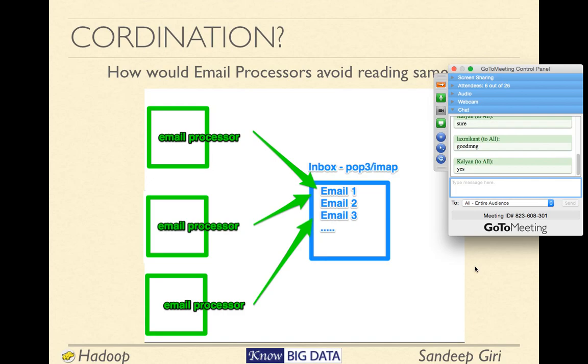Hey Lakshmi, hey Lakshmikant, good morning. And the question here is that you have an inbox which is being processed by multiple email processors running on different machines. How would you make sure that one email processor does not process the same email which is being processed by somebody else at the same time? So that's the question to you. It's an open-ended question, so feel free to answer the way you want to. There is no right or wrong answer in this.